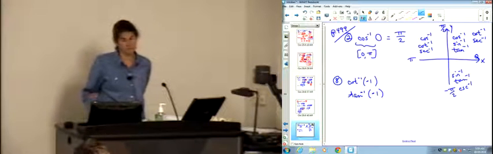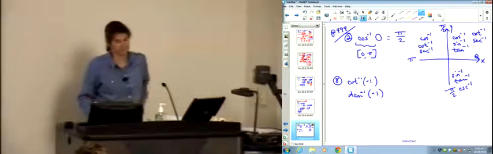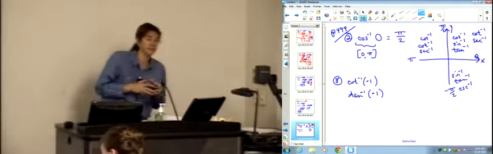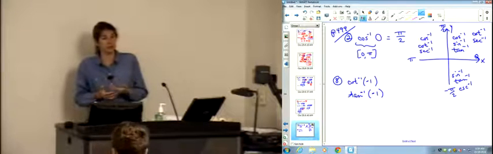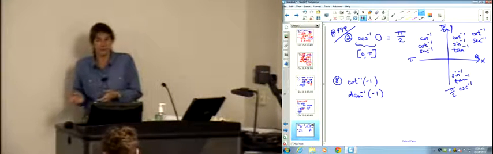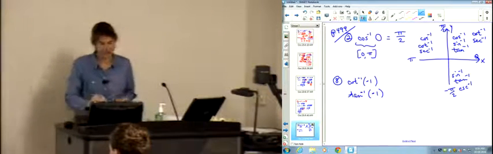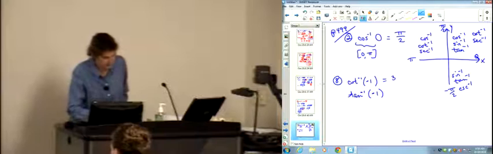Okay, so it's where that happens. It's where we have those coordinates of square root of 2 over 2 and square root of 2 over 2, where one of them's negative and one's positive. So where's that going to happen? At 3 pi fourths. Anywhere else?